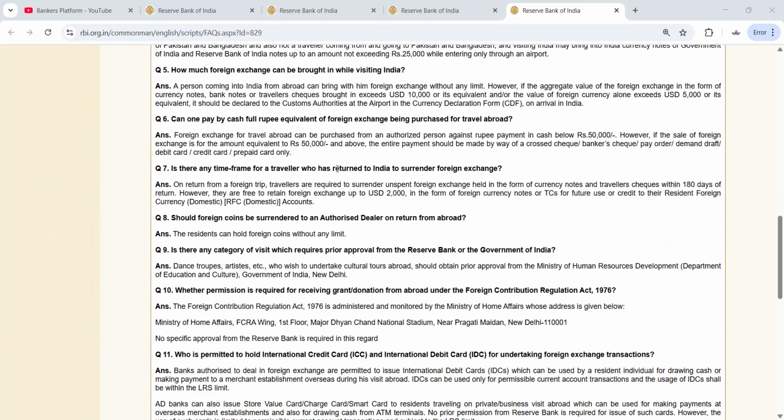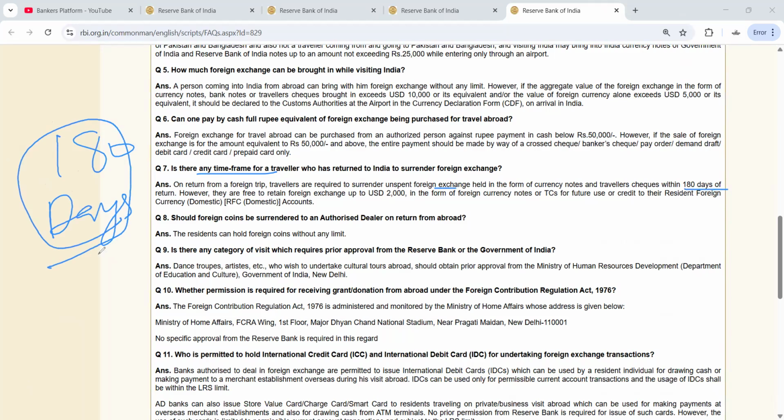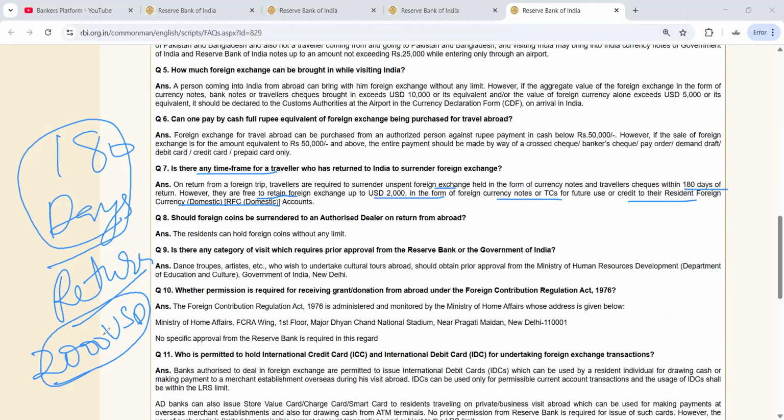So, is there any time frame for a traveler who has returned to India to surrender foreign exchange? Very, very important question. On return from a foreign trip, travelers are required to surrender unspent foreign exchange held in the form of currency notes and traveler's checks within 180 days. So always remember, within 180 days they have to return the foreign currency. However, they are free to retain foreign exchange up to 2,000 in the form of currency notes or traveler's checks for future use or credit to their resident foreign currency domestic account. So up to 2,000 USD they can keep in the form of currency notes, traveler's checks, or they can credit it to their RFC account.